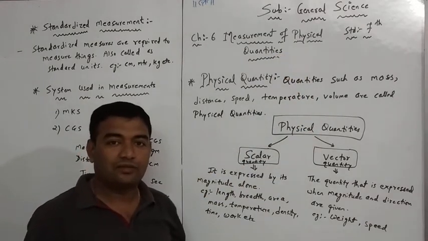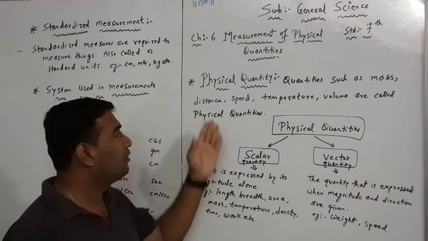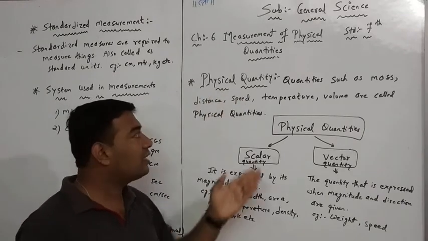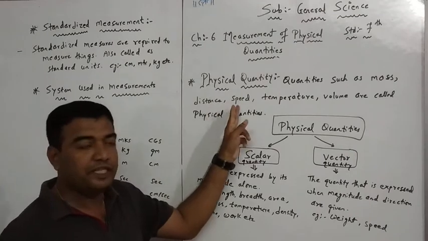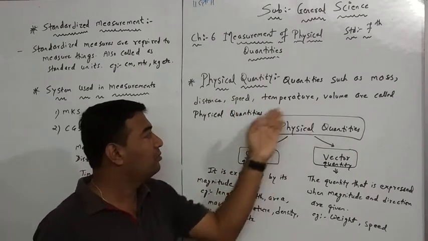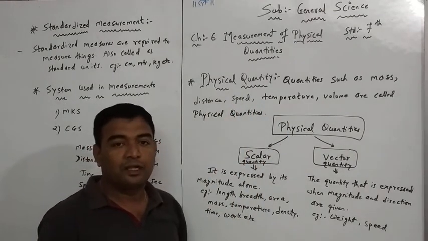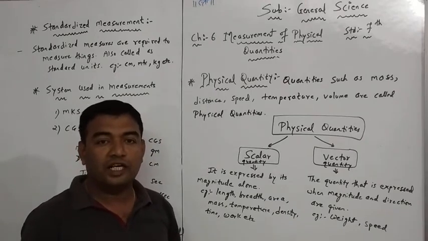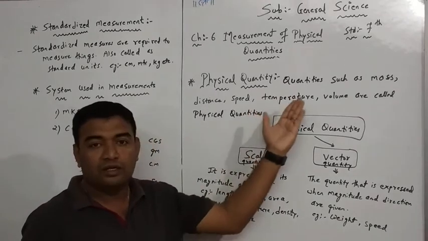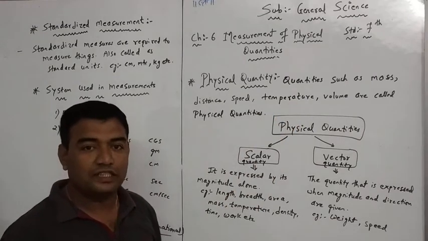What are the physical quantities? First we will see about the physical quantity. Physical quantities such as mass, distance, speed, temperature, volume are known as physical quantities. The measurable quantities are the physical quantities. As we know, in our day-to-day life, we use all these parameters to measure physical things.